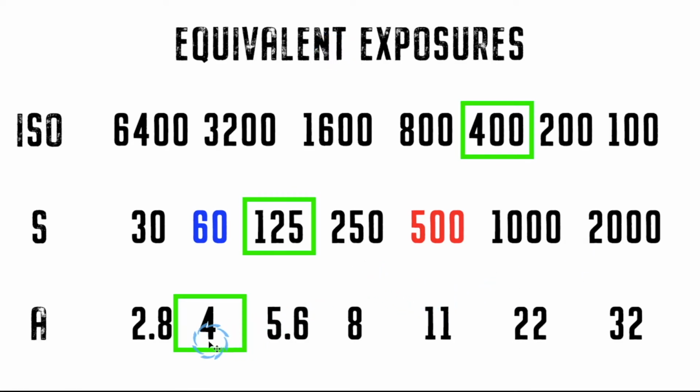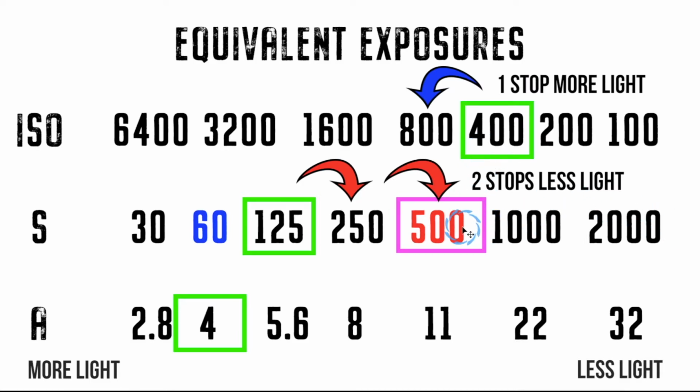So remember, we have first exposure of f4, 125, 400. That's our exposure. I'm going to turn on the equivalent exposure. In this case, we're going up 1 stop, 2 stops to 500th of a second to stop action. We're letting in 2 stops less light. So we need to let 2 stops more light into this image. So we're going to go from f4 to 2.8. That's going to let in 1 stop. And from 400 to 800, that's going to let in 2 stops.